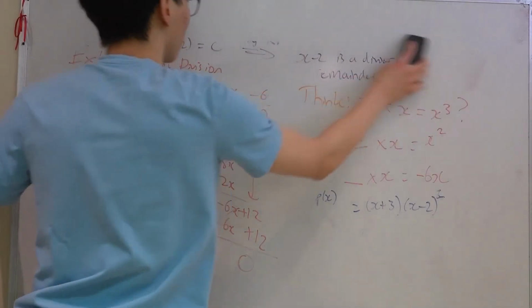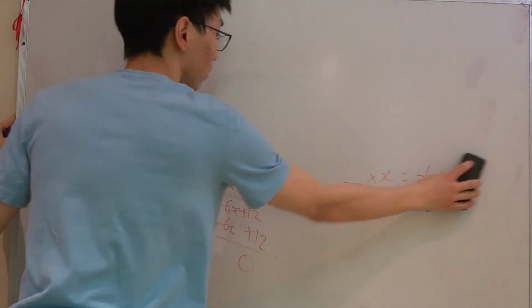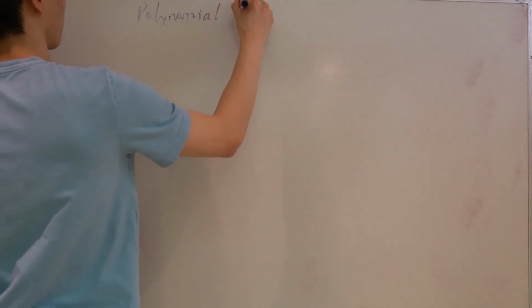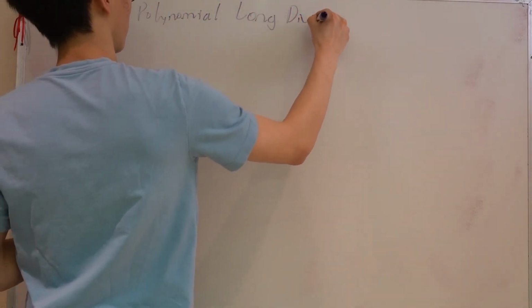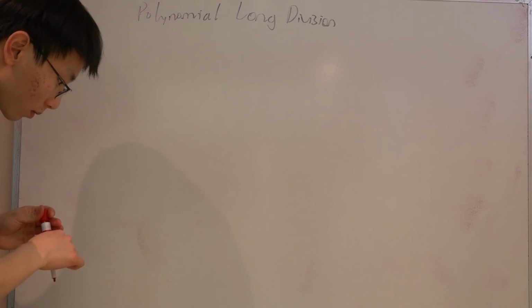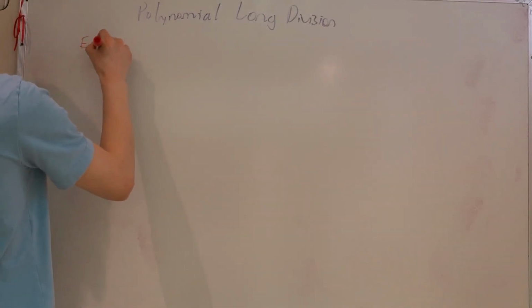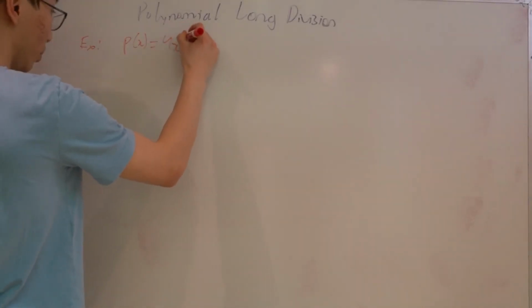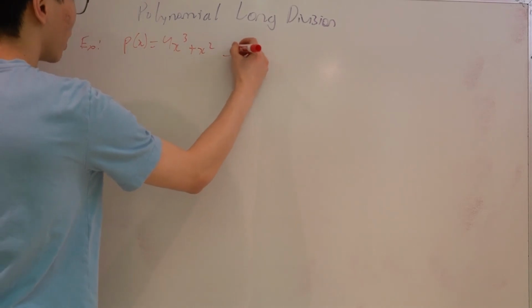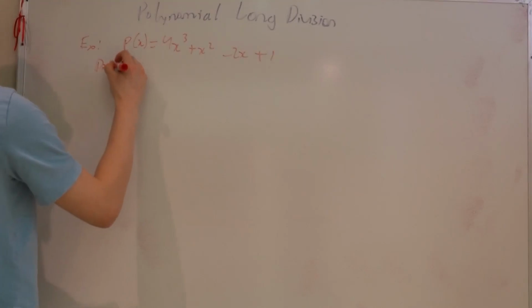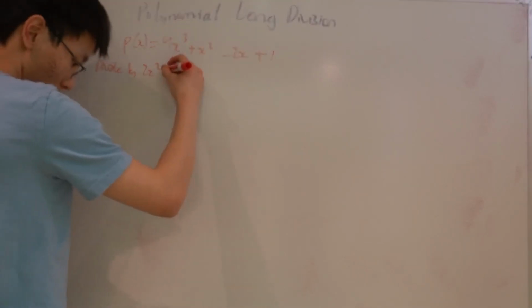So let's do another example. So this is polynomial long division. Okay, so here's our next example. A little trickier. We're going to divide our polynomial, which is 4x cubed plus x squared minus 2x plus 1, divide by 2x squared minus 3.